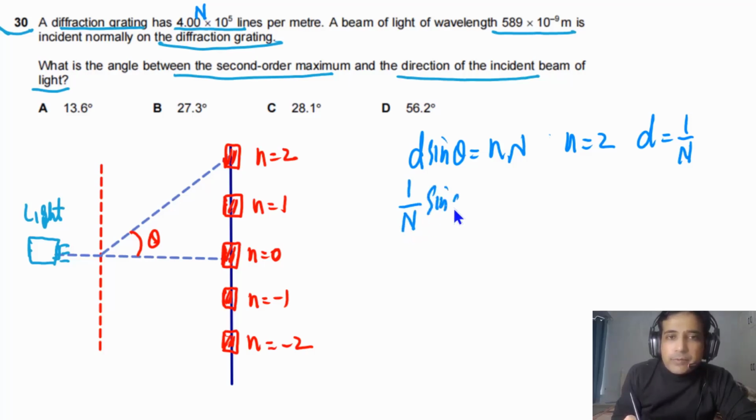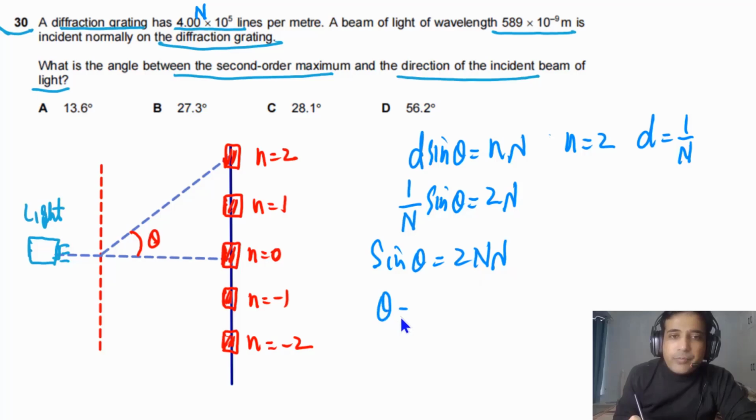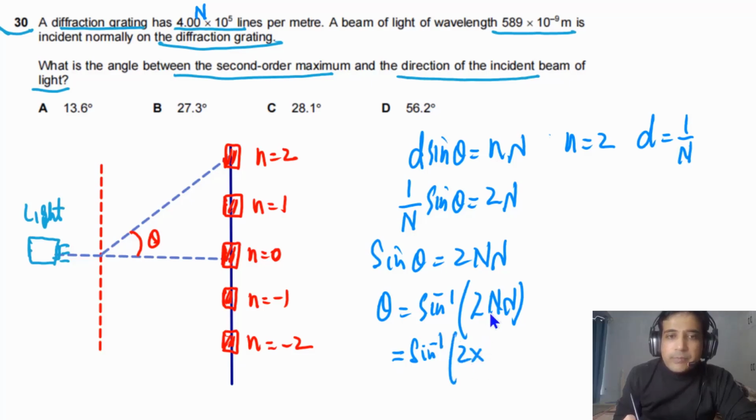So here we have sine of theta, and this is equal to 2 times lambda. In this case we will get sine of theta equal to 2 times capital N times lambda. We need to find the angle, so we need to take sine inverse of 2 capital N times lambda. Now we can plug in values. Sine inverse of 2 times N, where N is equal to 4.0 times 10 to the 5, and lambda we have, that is 589 times 10 to the minus 9.